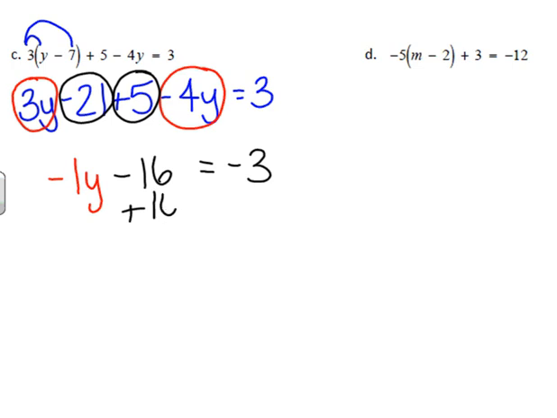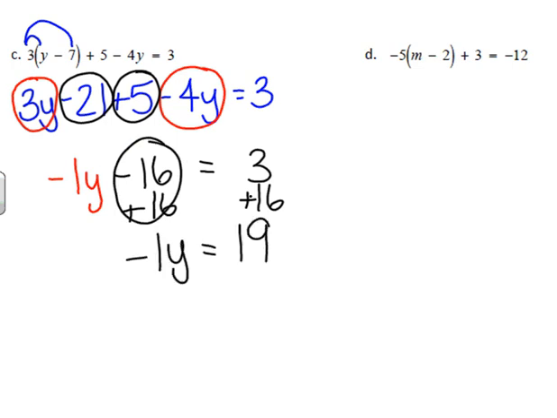Add 16 to both sides. This is actually positive 3. 0 pair, so you get negative 1y equals 19. Okay, you are not done yet. You have to find out what positive 1y is. So divide by negative 1, and we get y equals negative 19.